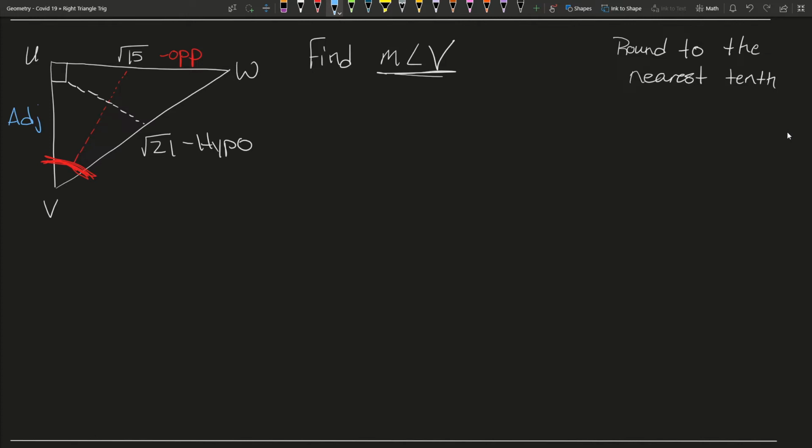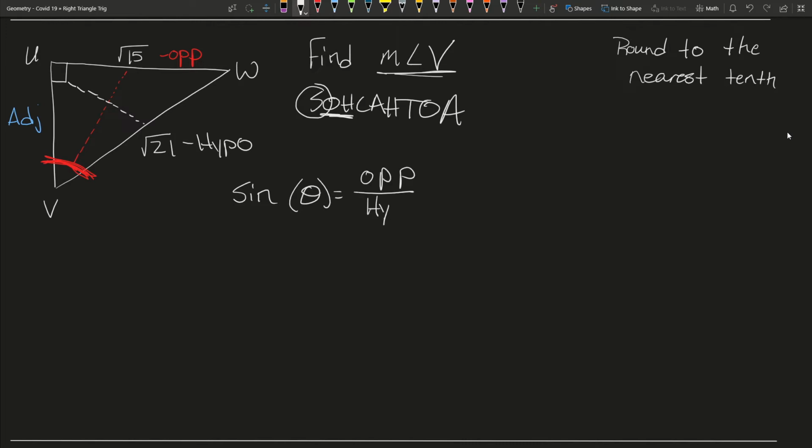So if we just look at what we're trying to find, an angle, and we have the opposite side and the hypotenuse. Okay, so again, if you look at SOH CAH TOA, we have the opposite side and the hypotenuse, so we should be using sine. Okay, so if we set up our equation, the sine of our unknown angle is going to be equal to the opposite side over the hypotenuse.